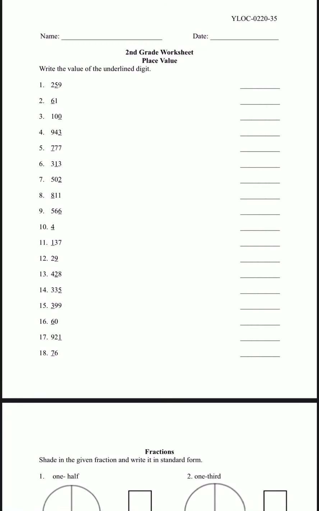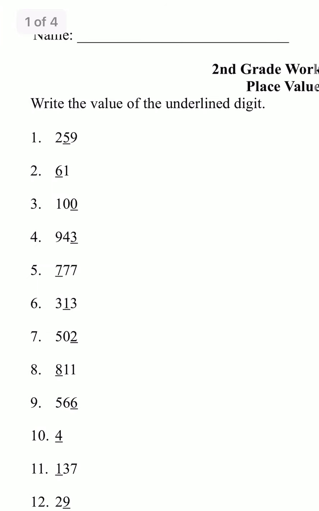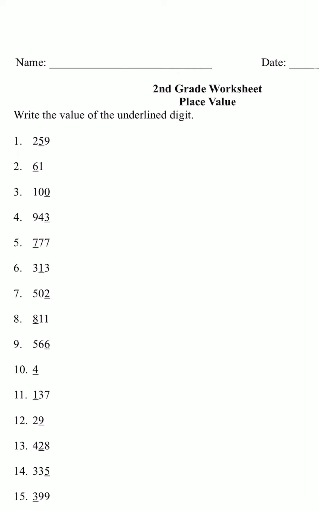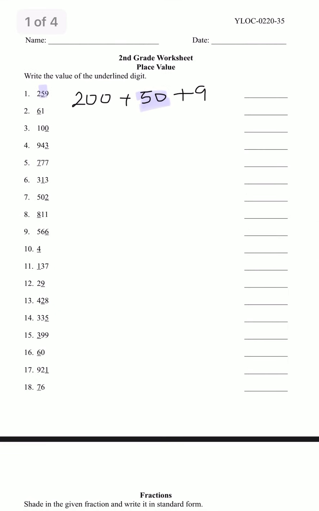Hi, today we're going to start with writing the value of the underlined digit. So let's try number 1. We have 259. If you write this in an expanded form, we're going to have 200 plus 50 plus 9, and that equals 259. And the 5 is underlined, which is the second digit. So the answer is going to be 50.